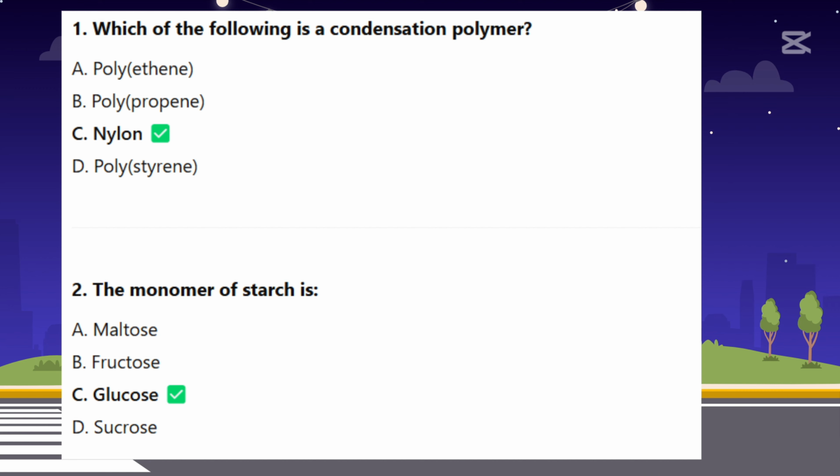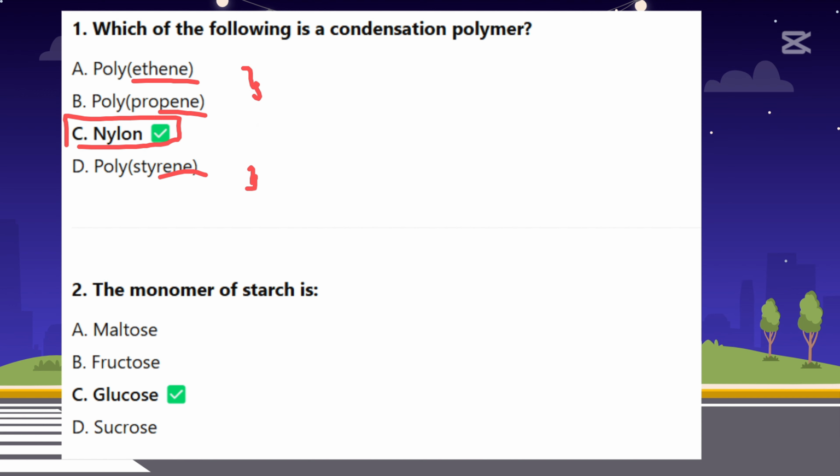These are some multiple choice. I have 10 and we're going to go through all 10. Which of the following is a condensation polymer? Note that these all have double bonds. The fact that we have some double bonds here suggests that these are all addition polymerization. Right, always think about it. If it's an alkene, it has to be addition polymerization.